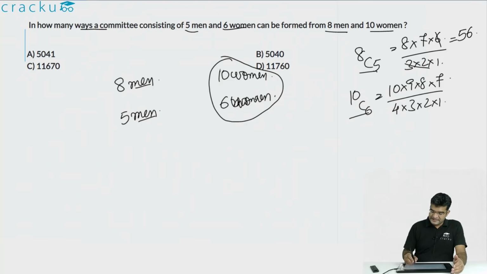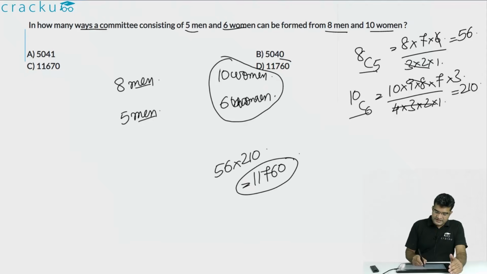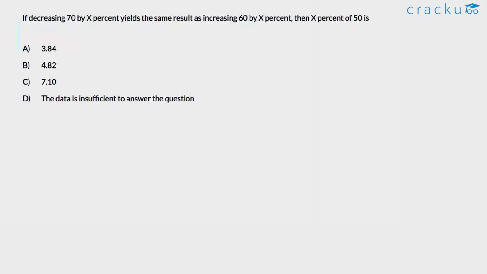And 10C6 is 10 into 9 into 8 into 7 divided by 4 into 3 into 2 into 1. The denominator is 24. 9 into 8 is 72. So 72 divided by 24 is 3. So 10C6 is 10 into 7 into 3, which is equal to 210. So the required answer will be 56 into 210. This is equal to 11,760. So the correct answer is option D.